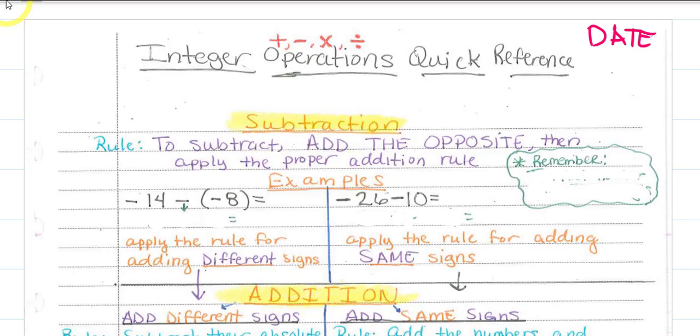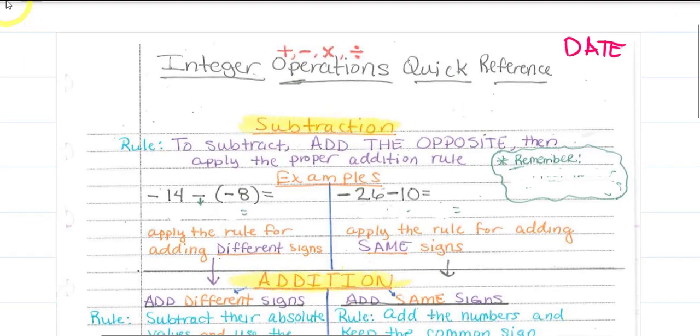Welcome to today's video. Today we're going to be doing something a little bit different. We're going to make a quick reference guide that you can have in your notebooks to help you keep all of the rules and processes that we've learned when it comes to adding, subtracting, multiplying, and dividing positive and negative numbers. So in this example, we're going to set up our page like this.